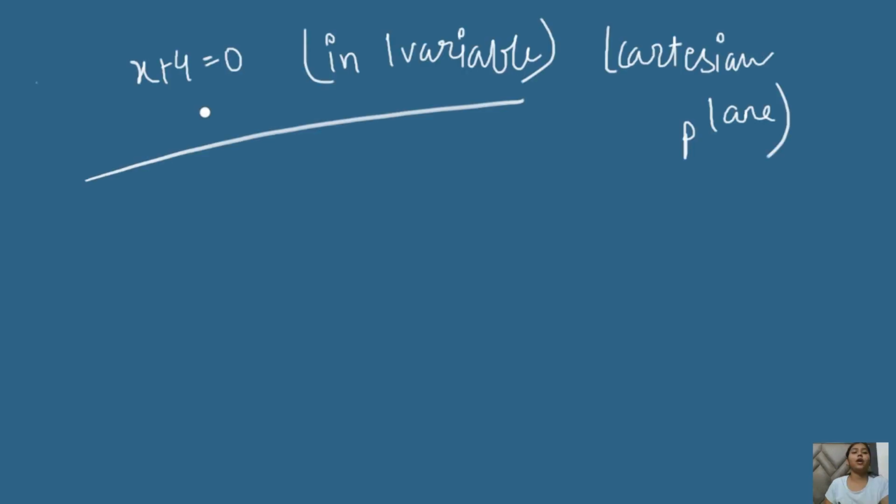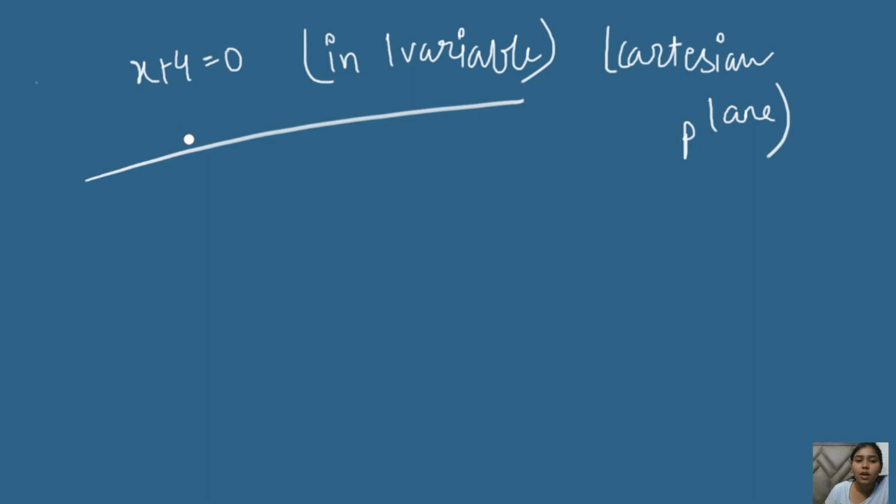Now for the similar equation, wait a minute, what was the equation? It was x plus 4 equals 0, right? This is an equation in one variable only. In that case you can also plot it on a Cartesian plane. Now the question is how. First we have to adjust it into standard form. We can write it as 1x plus 0 multiplied by y plus 4 equals 0. This is the standard form, right?